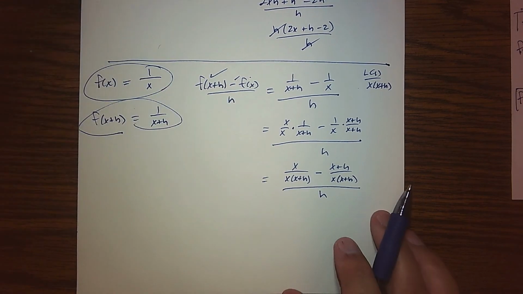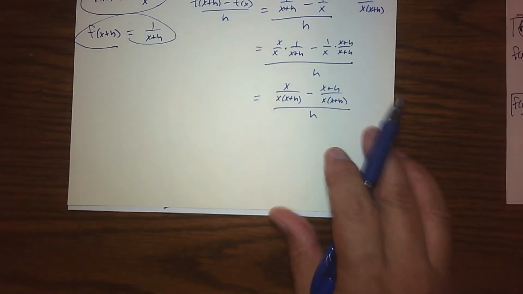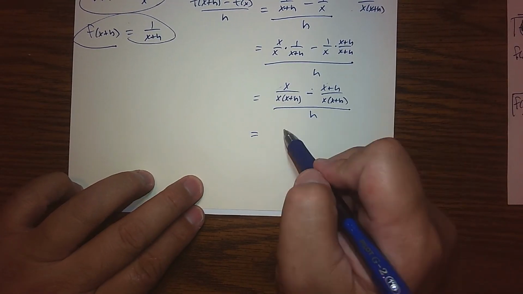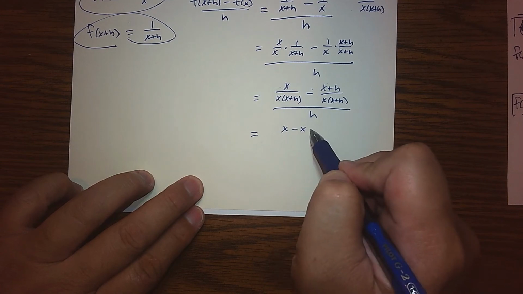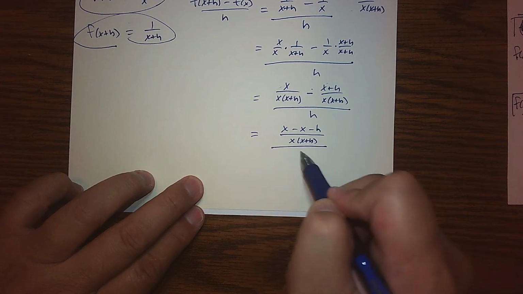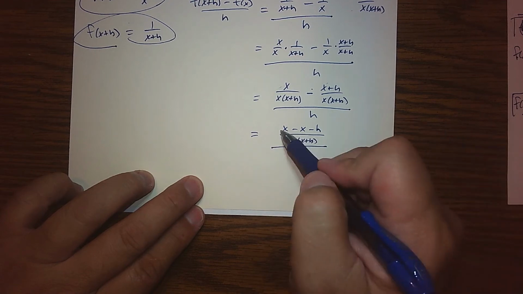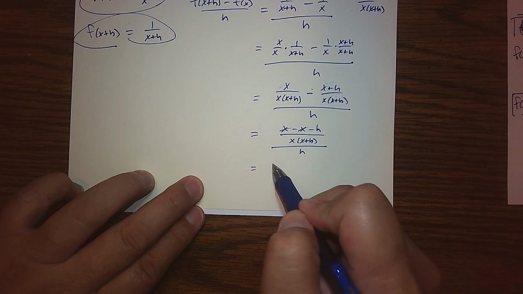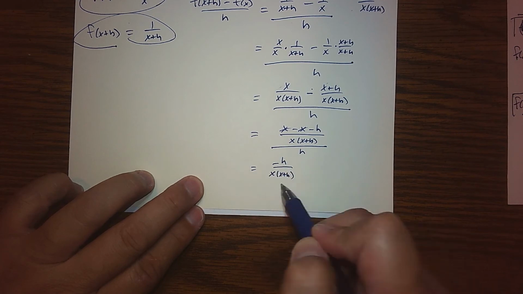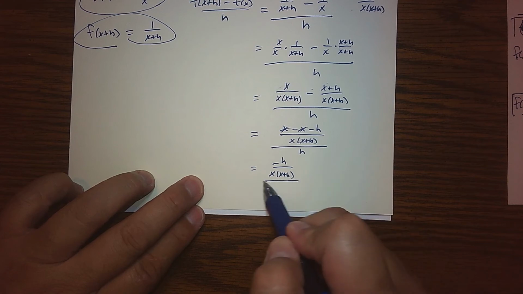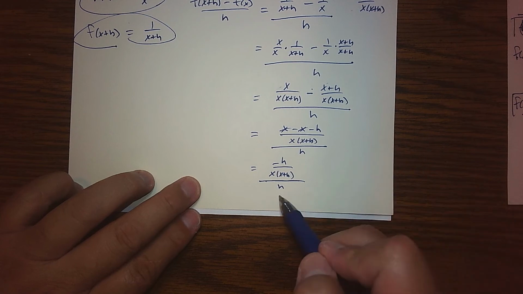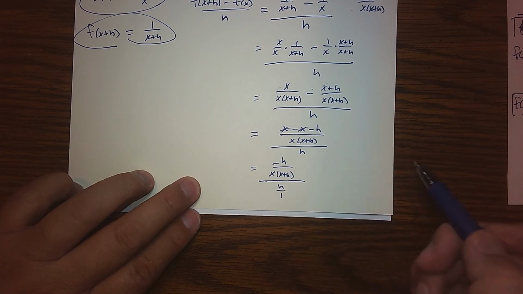Now again, be very careful, because we're subtracting. That means everybody up here gets subtracted. So on the top, we have x minus x minus h all over x, x plus h, and that's still all over h. The x's go away, so we're left with a negative h all over x, x plus h, all over h. Whew. Okay, looking at this next part, how about I write h over 1?